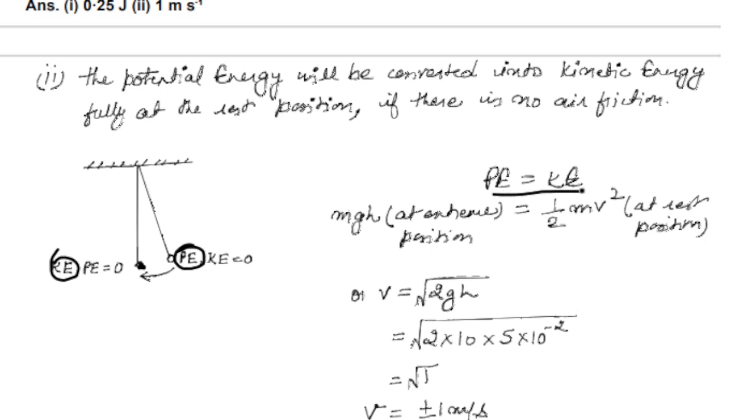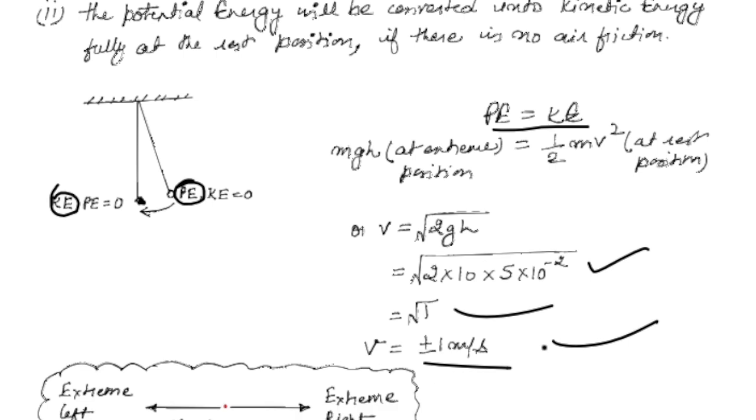So if we do it like this, we can just calculate mgΔh. We have already calculated it, and you can apply it again by equating mgh to half mv squared. You will get v equal to the square root of 2gh, and if you solve this, you will get plus or minus 1 meter per second, because the square root of 1 is plus or minus 1. Again, which value should we report? We should report the positive value, positive 1 meter per second.